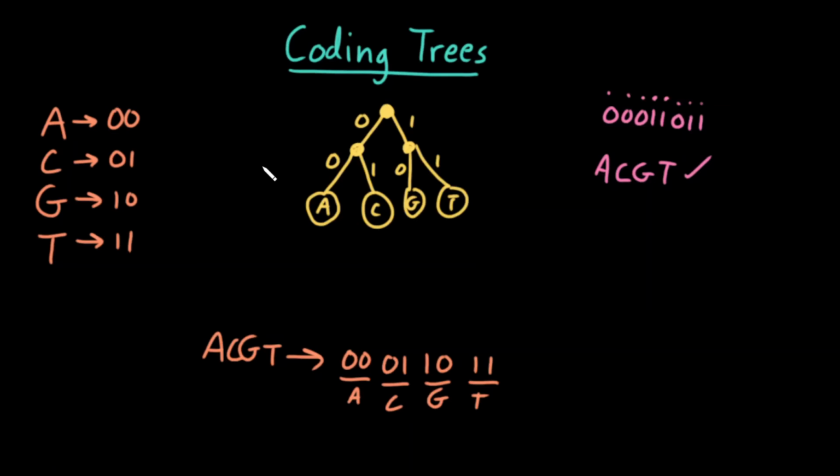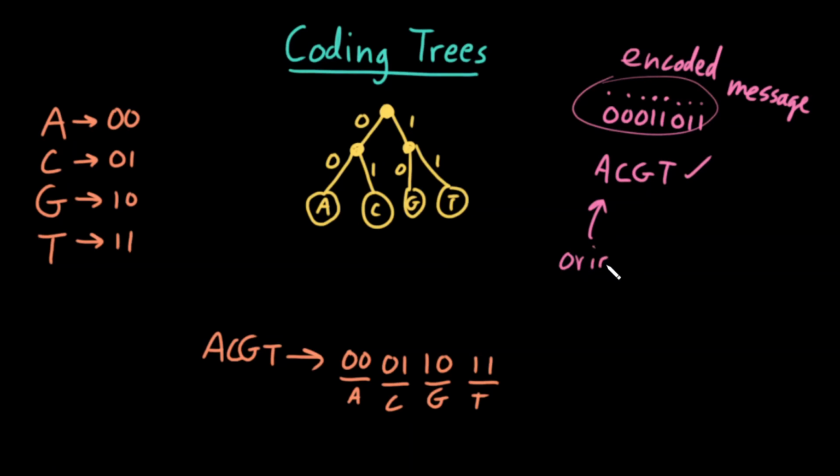So given a coding tree, and given some encoded message, I can easily reconstruct my original message. The algorithm is trivial. I just start at the root, and then for each character that I see in my encoded message, just traverse the corresponding edge. Anytime I end up at a leaf, I would just output the corresponding character.